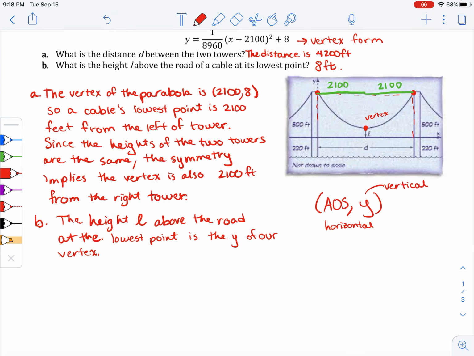So that's distance. You are really focused on the vertex form when you're talking about any distances usually, and just interpreting what the x part of that vertex is and what the y part is.